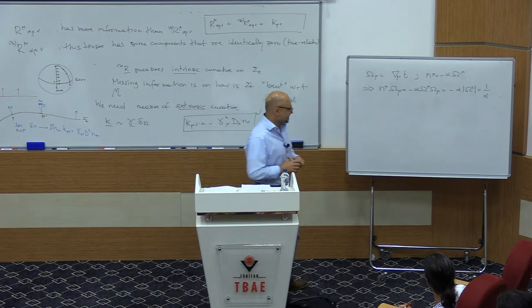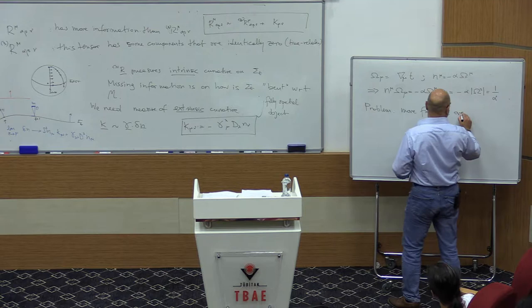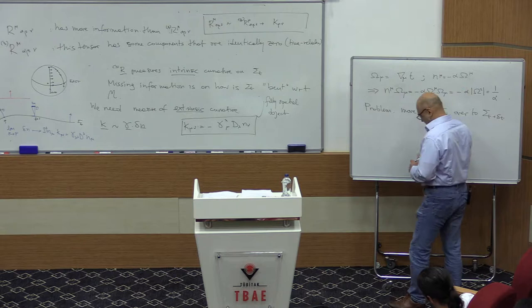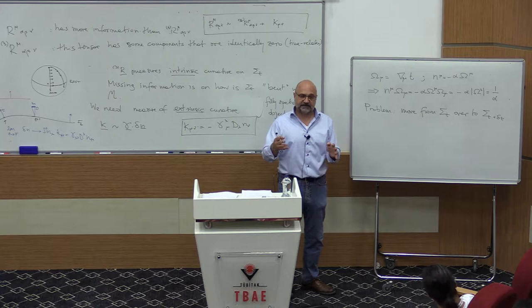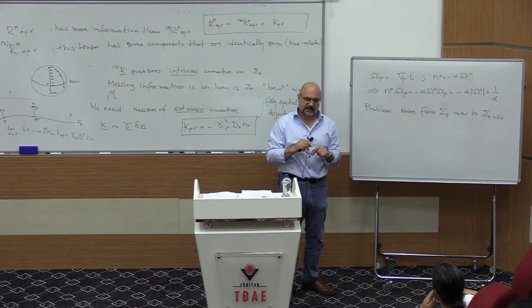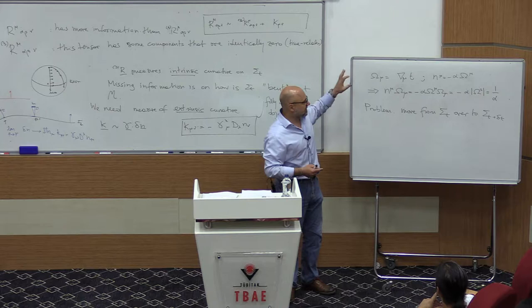Okay? So the problem is to move from sigma t over to sigma t plus delta t. And this may seem to you like a very simple problem, because in our standard understanding of things, all we have to do is just move over a certain amount of time, which is the same everywhere, okay? But this is tricky in a situation where space-time is curved. Let me illustrate this with some equations.